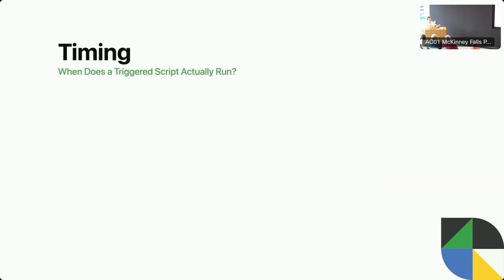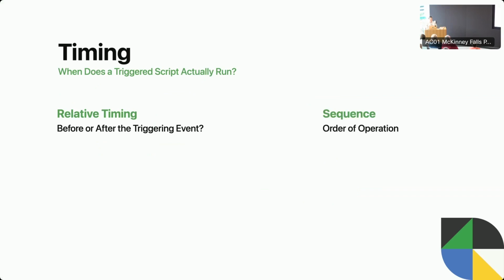Which makes me feel like the mom that I am, the grandma that I am. So actually, there's 2 types of timing. The first is what I refer to as relative timing. Is the script that you've defined going to run before or after the triggering event? And this is one of the most confusing things about script triggers for most people. I hope to help you with that. No guarantees, but I'm going to do my best. The other type of timing is the sequential order of operation, or in other words, when multiple triggers are at play, which one runs first?